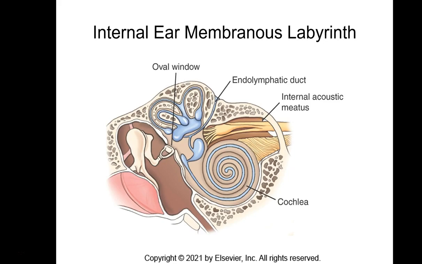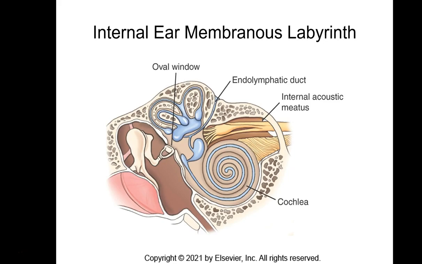The internal ear is divided into 2 parts. First is the osseous or the bony labyrinth. The second is the membranous labyrinth. And you don't need to write this part down. I'm just going to share this with you, but I'm not going to test you on it.